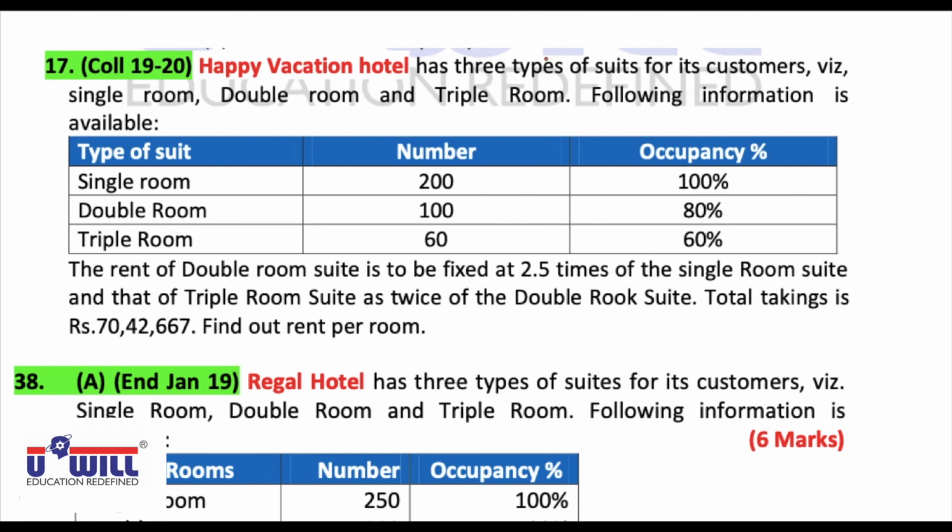Happy Vacation Hotel has 3 types of suites for its customers, that is single room, double room and triple room. Okay, 3 types of rooms are there: single, double and triple. Following information is available: single room 200 numbers and 100% occupancy, double room 80% and triple room 60%. The rent of double room suite is to be fixed at 2.5 times of the single room, and that of triple room suite as twice of the double room. Okay, room suite.